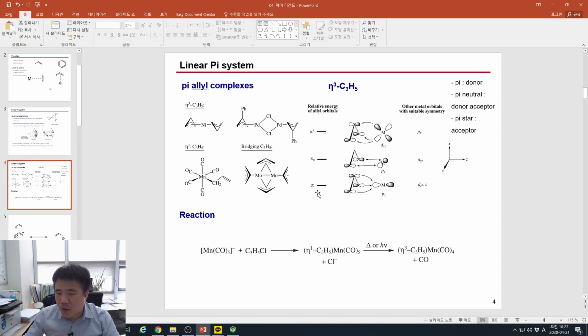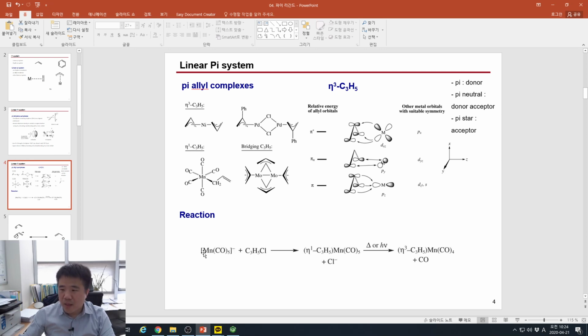But the p orbital can coordinate to the pz orbital, and pi nonbonding can interact with the py orbital of the metal, and pi star can also interact with the dxz orbital. So these interactions make a strong interaction between the transition metal and allyl.